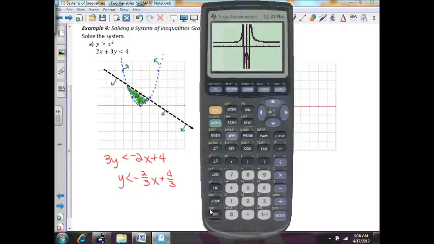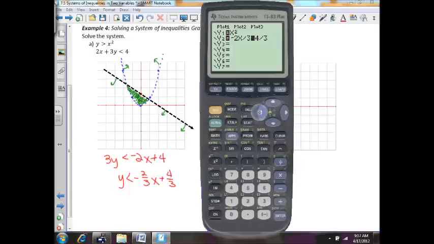Now the one thing you do have to be careful of, when you put these into your calculator, it has to be solved for y. So this will be x squared here, and negative 2/3 x, or 2x divided by 3, plus 4/3. Now, here's the trick. If you go all the way to the left of y1 and y2, it's blinking on there. You want to make it say less than, so you're going to hit it once, twice, 3 times. Now, sorry, that should say greater than.